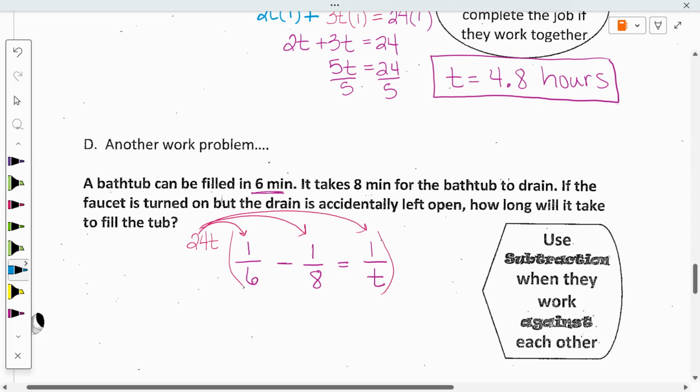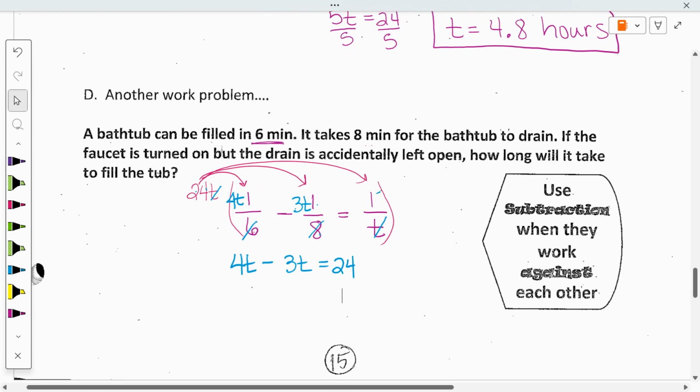4. So this cancels out to 4T. So I have 4T. These cancel out. How many times does 8 go into 24? 3 times, right? So this is 3T. 3T times 1 is 3T. The T's cross reduced. 24 times 1 is 24. So 4T minus 3T is 1T.